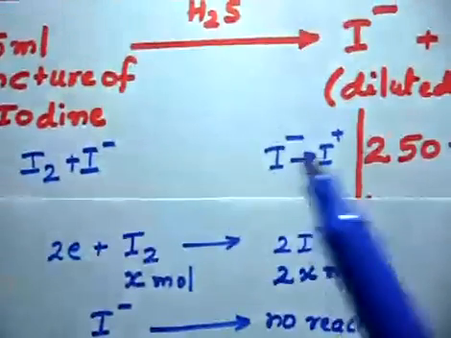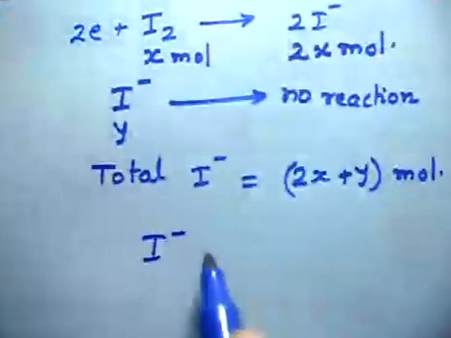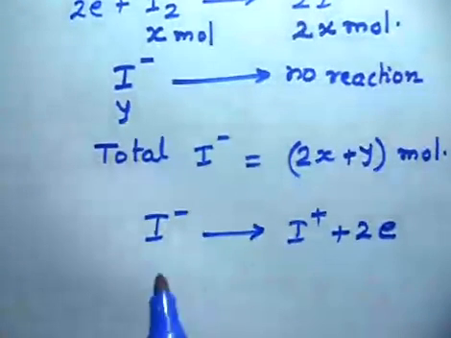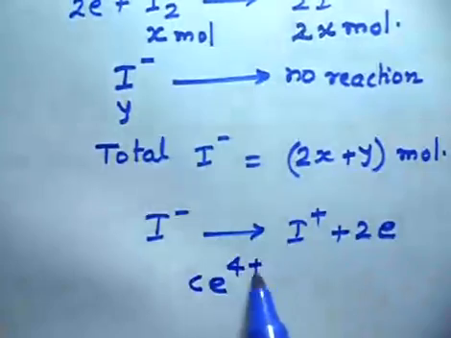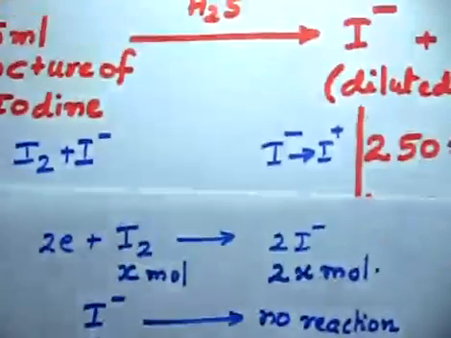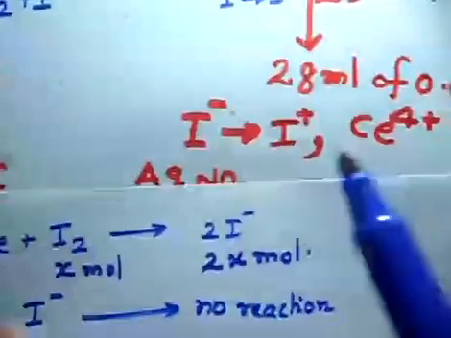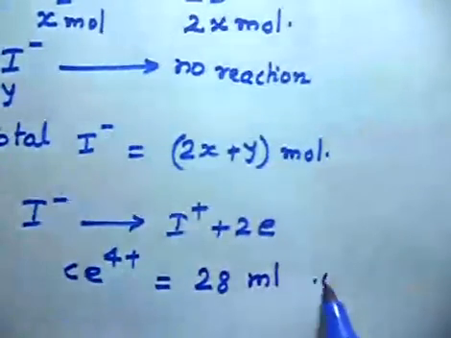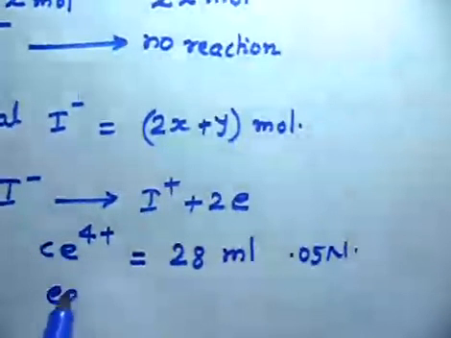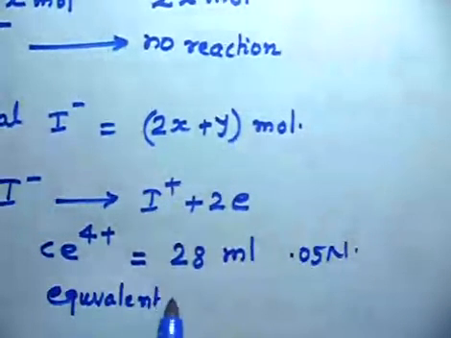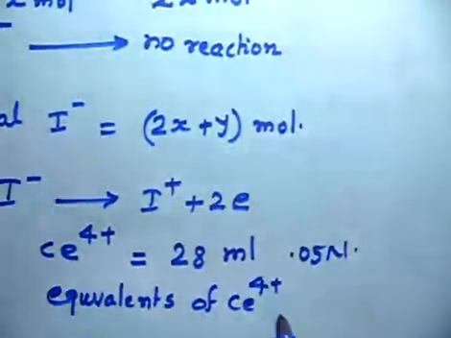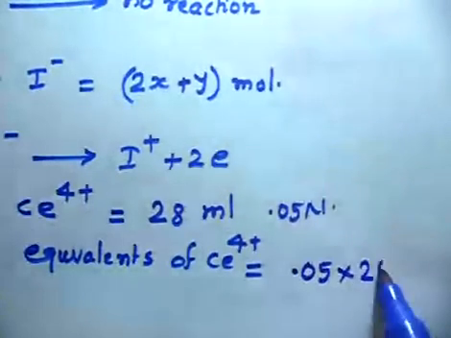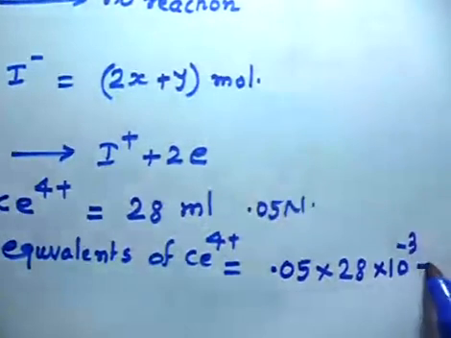Now the next reaction you have, I minus goes to I plus. So if you balance this one, you have to add 2 electrons. Now, this is titrated with cerium 4 plus, and this is 28 ml of 0.05 N cerium 4 plus. So what is the equivalent of cerium 4 plus? This will be normality into volume, so 0.05 into 28 ml is 0.05 into 28 into 10 to the power minus 3. So this is the equivalent.